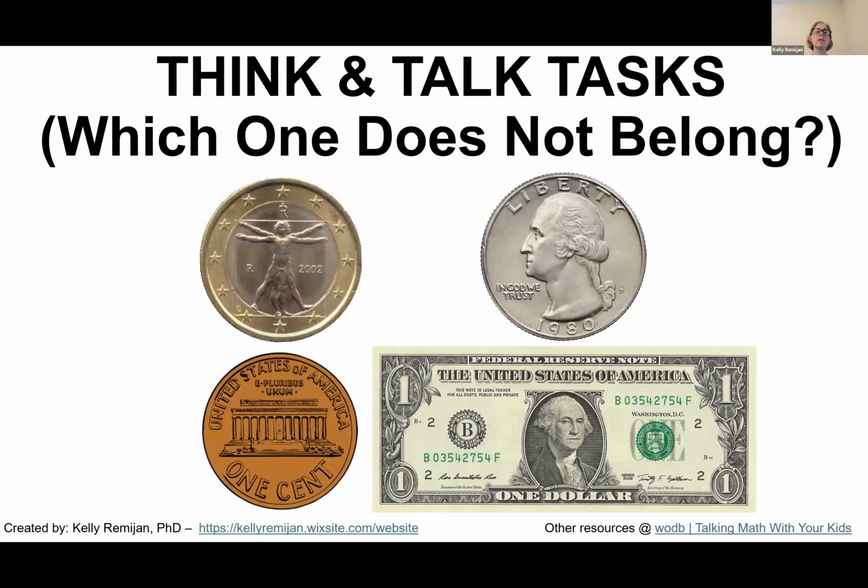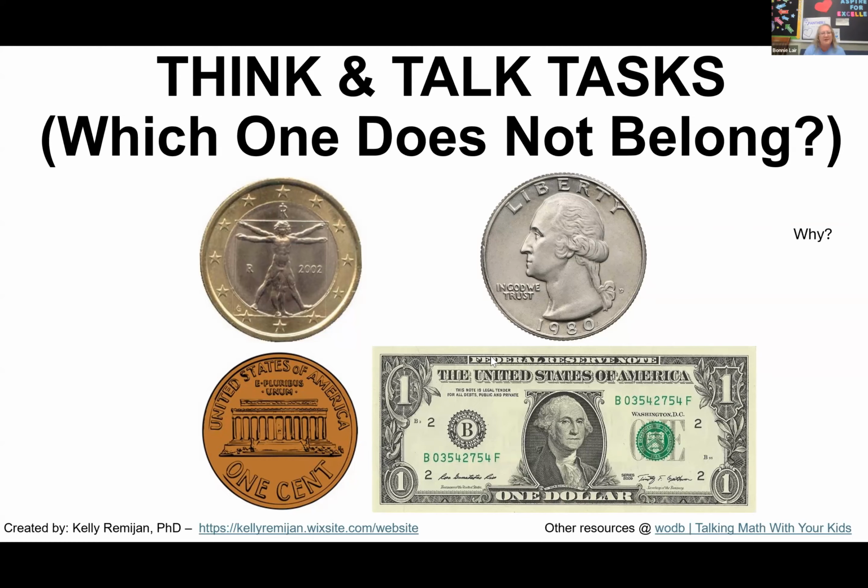So we're going to start off here with some think and talk tasks. Take a moment, if you could, to look at what you see here. There are 4 items, and the question is, which one does not belong? Think about which one does not belong. When you come up with your answer, make sure you have a reason to explain why you feel the particular item does not belong. Feel free to unmute and share your thoughts.